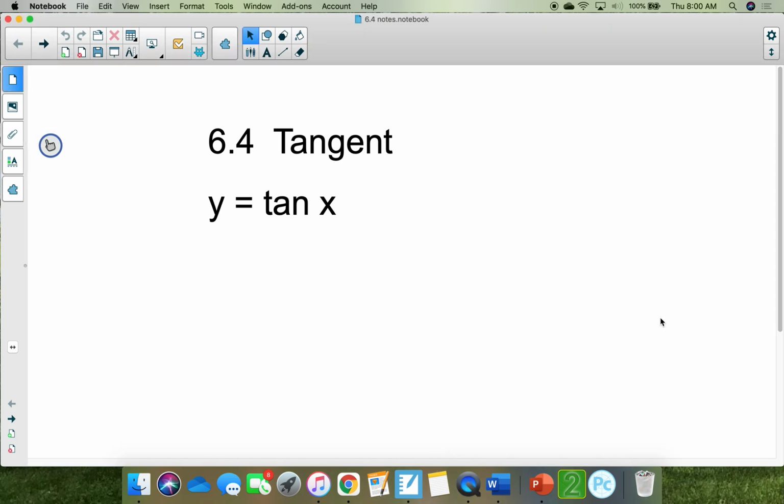Okay, tangent, it's only 3 pages. You already picked apart the sine and cosine. Now we're gonna pick apart what a tangent graph looks like.